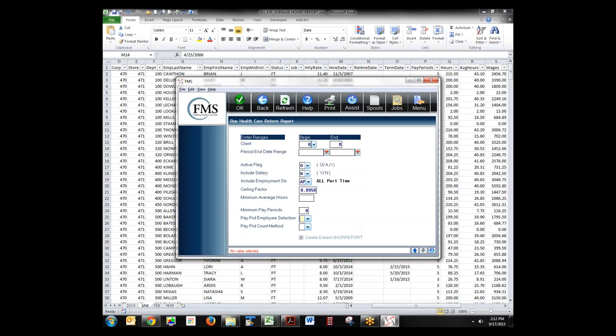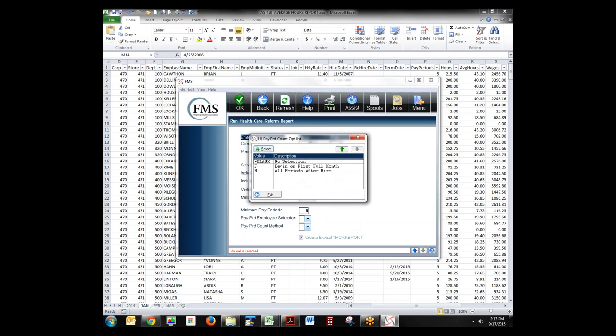So you want to just look at active employees as of today that are out of their waiting period for health insurance, so that they would have an active offer. And then we have a different method to count pay periods as well. So, those 3 pay periods, when do I begin to count those 3 pay periods?